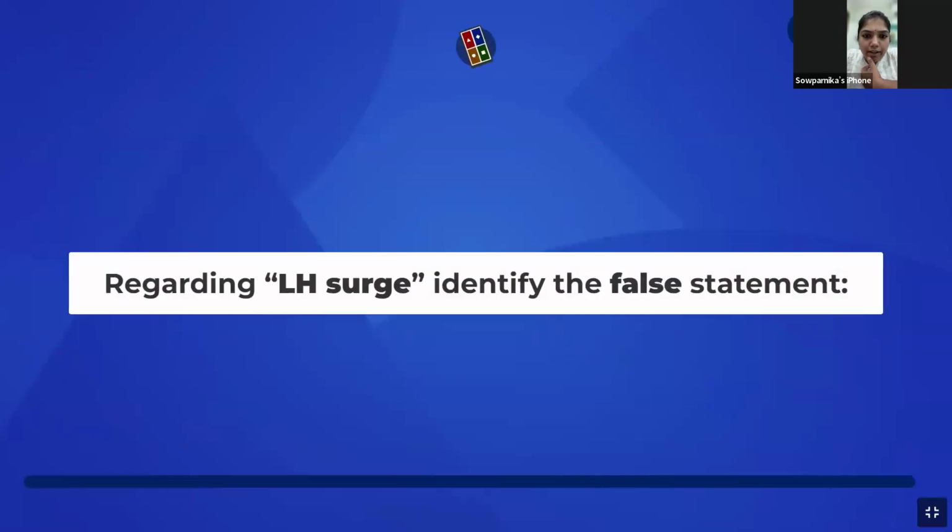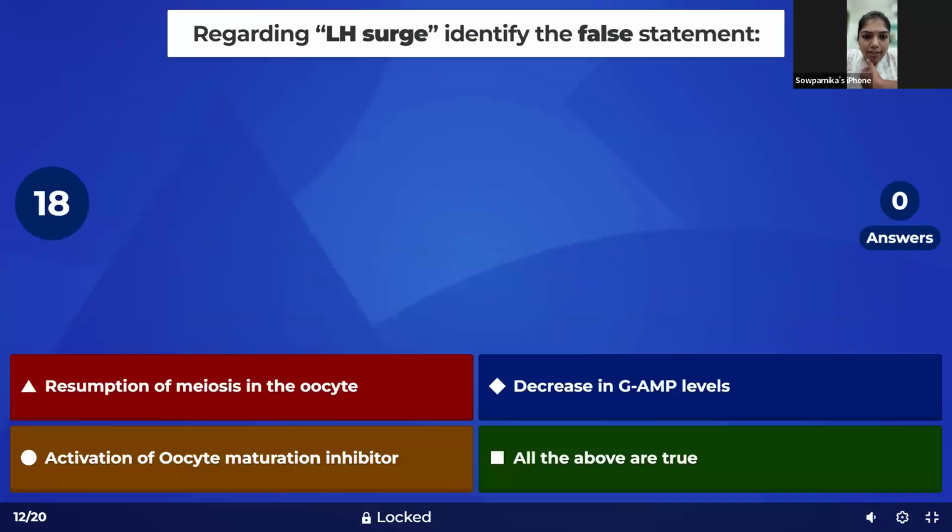Question number 12. Regarding LH surge, identify the false statement. Resumption of meiosis in the oocyte, decrease in cGMP levels, activation of oocyte maturation inhibitor, all of the above are true.